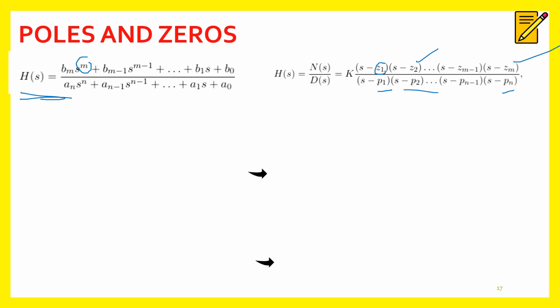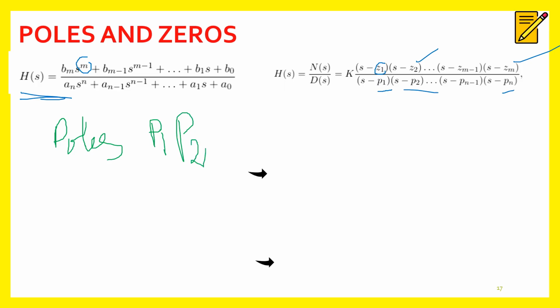So let us define poles and zeros. What is a pole? We can define a pole as the roots of the denominator. The poles are nothing but the roots of the denominator. For example, what are the roots here? P1, P2 up to Pn. They are the roots of the denominator.